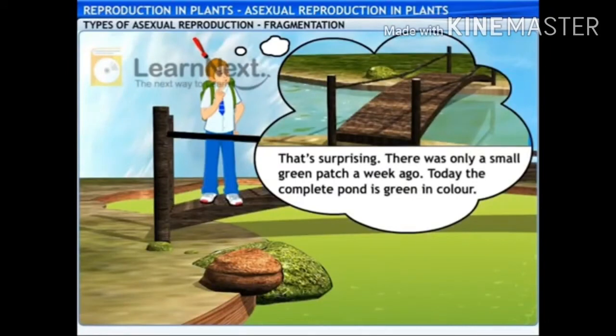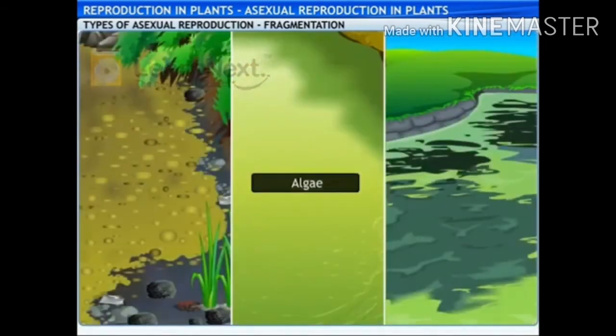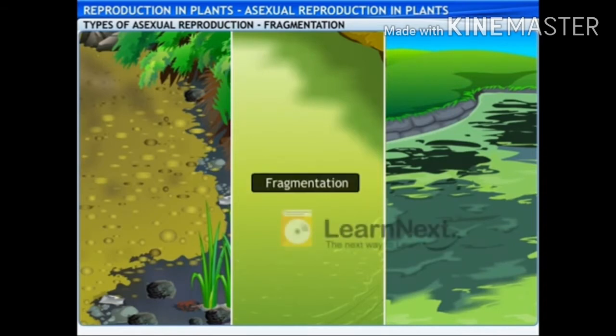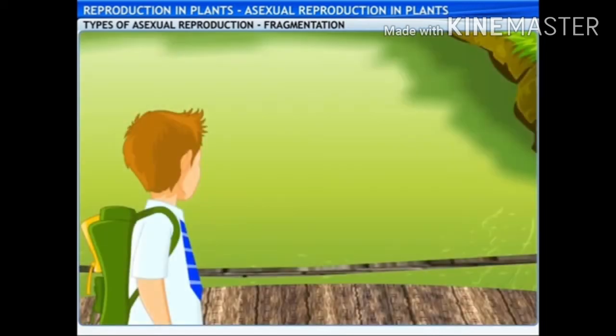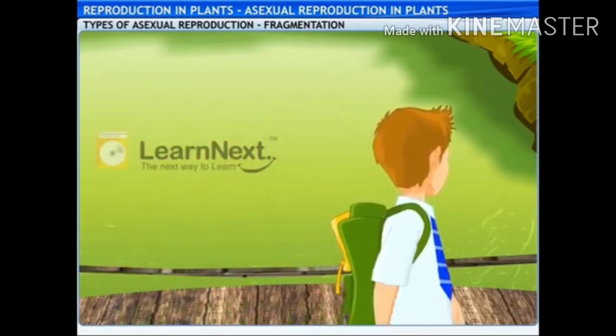That's surprising. There was only a small green patch a week ago. Today the complete pond is green in color. Algae, the simplest green plants, are thread-like and grow in ponds, lakes, and stagnant waters. They float on the surface of the water. They reproduce by a method known as fragmentation. An alga breaks up into smaller fragments. Each of these smaller fragments grows into a new independent alga. This process is continuous, and hence the algae covers a large area in a short span of time.